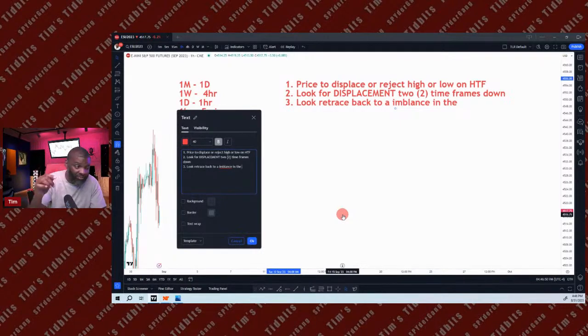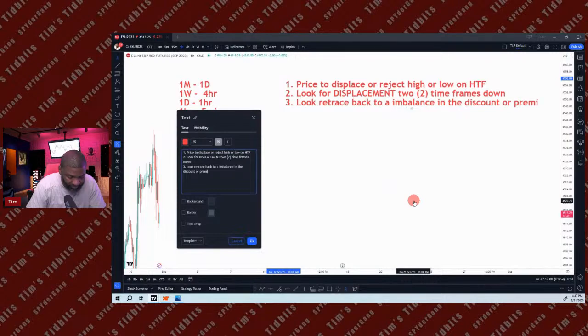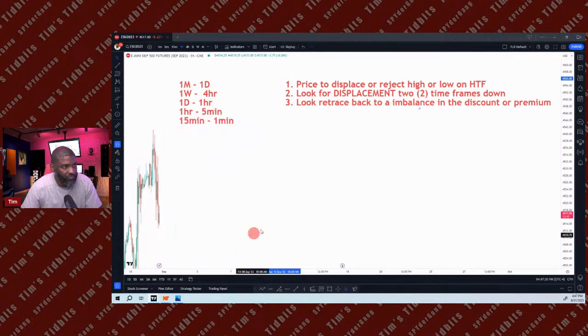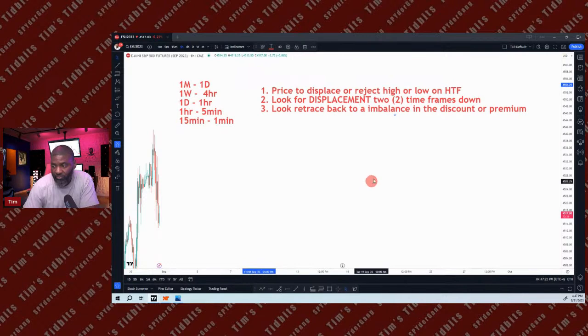Whatever time frame you're entering on, when you're backtesting, get used to how that time frame works. Does it go to equilibrium? Does it go to first touch? Does it fill the imbalance? How does it work typically? Does it hit it a couple times and then go? Figure out how that time frame works in the discount or premium. Boom. That's it.